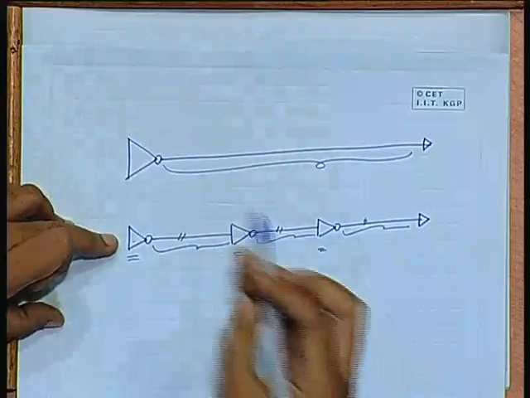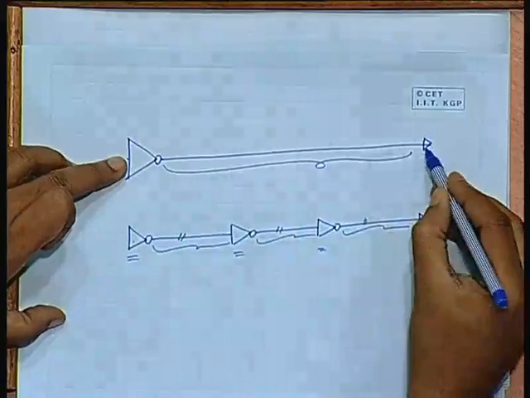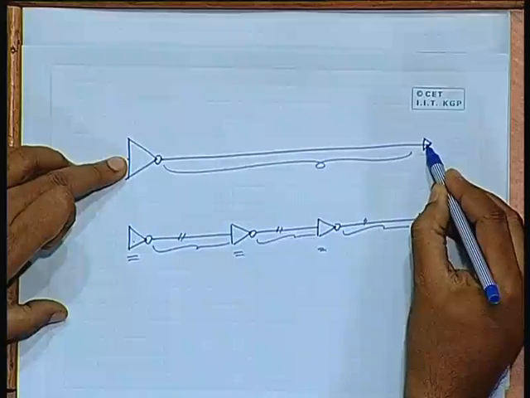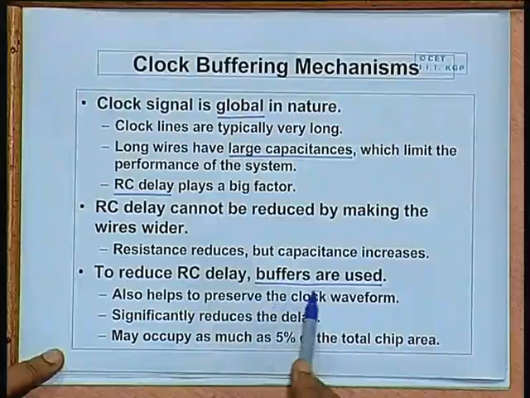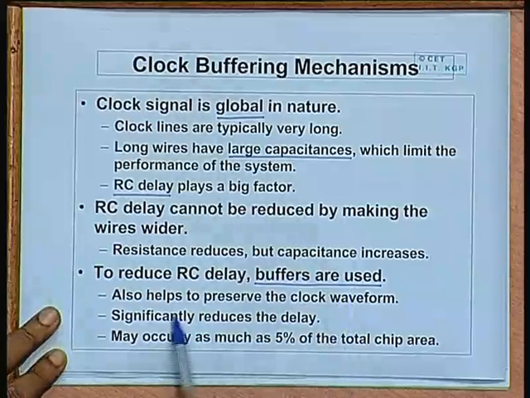Well, for the timing I am assuming that this is the generator and this is the destination. I will come to skew. Yes, this will also take care of skew. So, buffers need to be used.